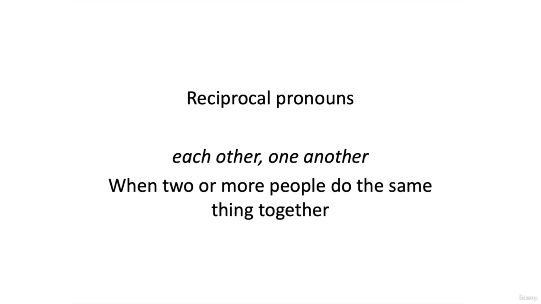There are only two types of reciprocal pronouns, and they are each other, one another. We use reciprocal pronouns when two or more people do the same thing together. For example, Jessica and Tom sent each other letters. This sentence means that Jessica sent Tom letters and Tom sent Jessica letters. They both did it together.